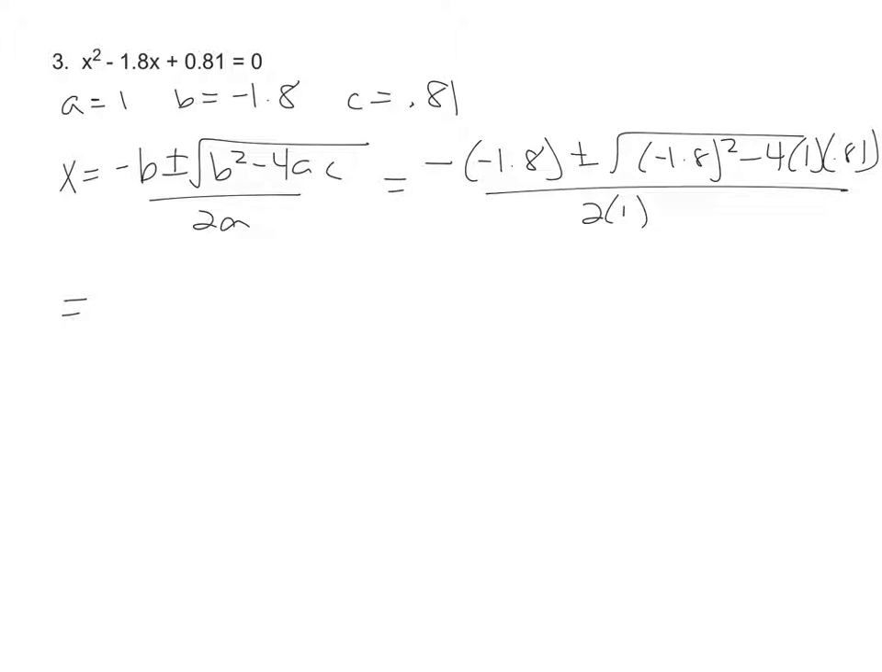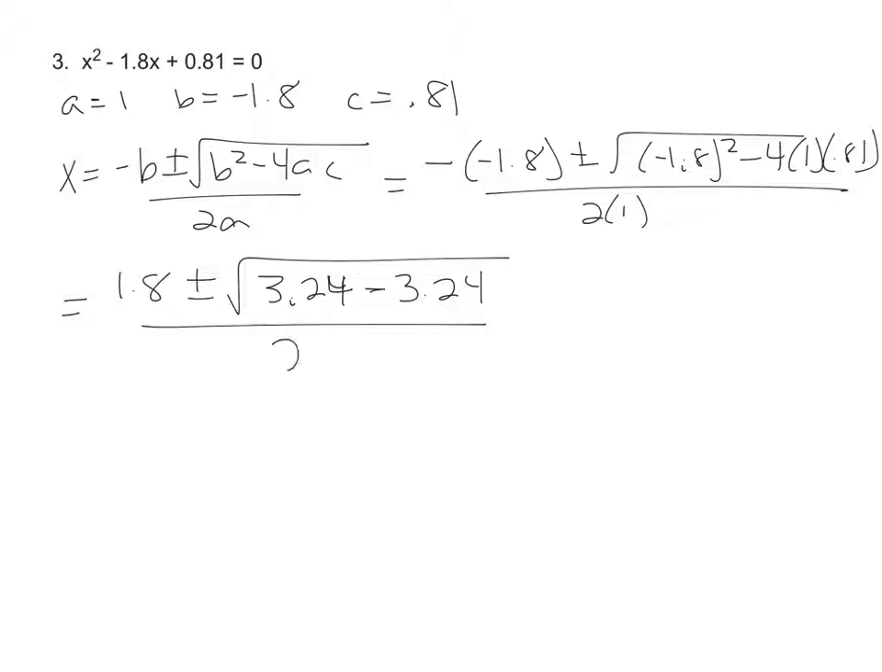So I'm going to use my calculator here for some of these calculations. I have 1.8 plus or minus the square root of negative 1.8 squared. Remember putting that into your calculator, don't forget your parentheses. So you'll get 3.24. It's positive. Anything squared is positive. Minus, and then if I take 4 times 0.81, I actually get 3.24. And that's going to all be over 2.